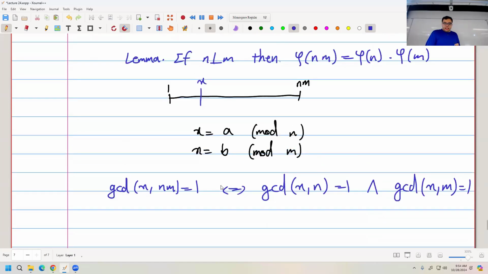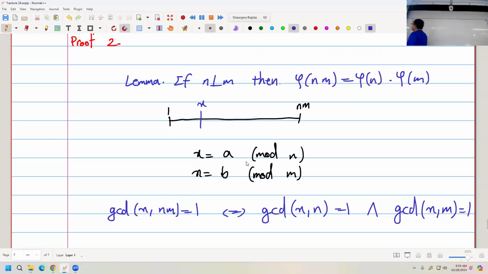So if I want GCD of x and nm to be 1, I have to choose a such that a is relatively prime to n, and I have to choose b such that b is relatively prime to m. That would give me an x that is relatively prime to nm. And again, this is if and only if, so it gives me exactly those x's. So the question is, in how many ways can I choose a and b such that a is relatively prime to n and b is relatively prime to m? Well, I have phi of n ways to choose a, and phi of m ways to choose b. So phi of nm is phi of n times phi of m.